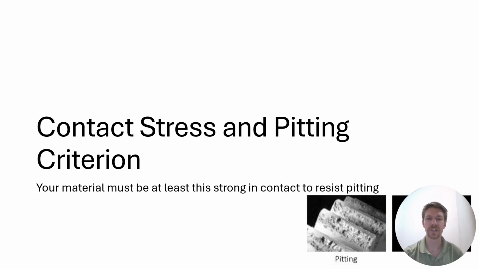Secondly, we have contact stress and pitting criterion. A couple images, only one's showing here, but pitting is definitely a failure mechanism for gears. And how do we prevent that? We prevent that by the following criteria. It's based on Hertzian load effects, where when you load one non-flat surface with another non-flat surface, there is a zone of stress that is extending to some depth underneath the surface.